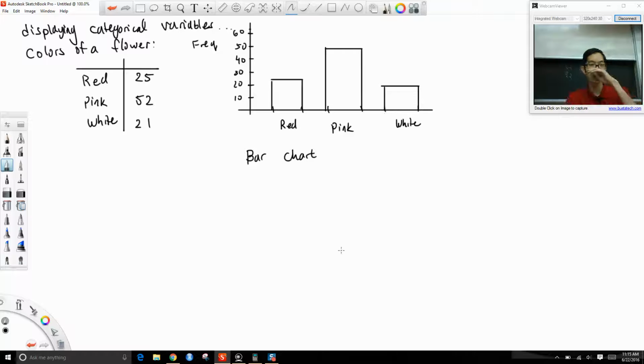okay. So this is one group of flowers. We can have another group of flowers. Let's say we also have red, pink, and white.